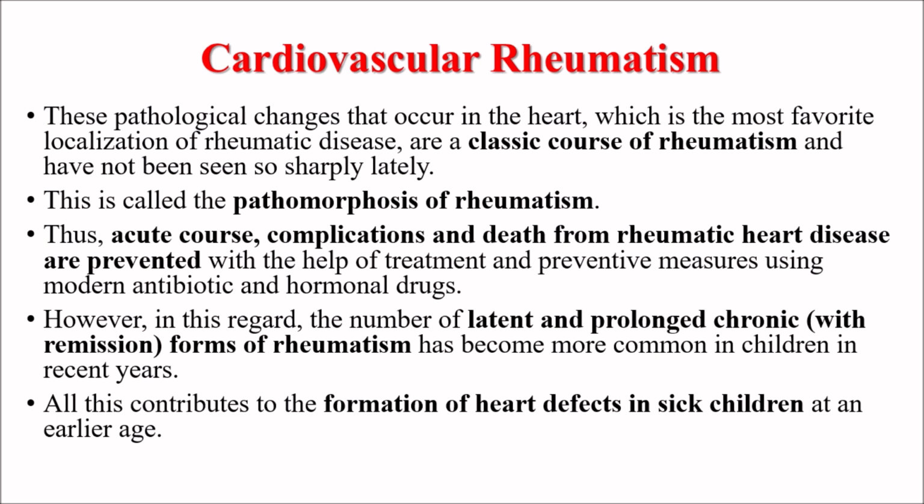Thus, the acute course, complications, and deaths from rheumatic heart disease are prevented with the help of treatment and preventive measures using modern antibiotic and hormonal drugs. However, in this regard, the number of latent and prolonged chronic forms of rheumatism has become more common in children in recent years. All this contributes to the formation of heart defects in sick children at an earlier age.